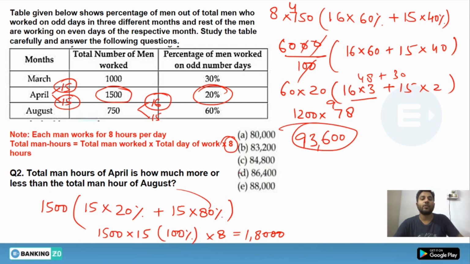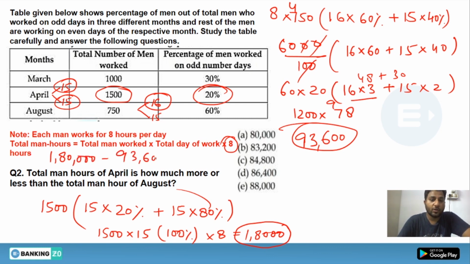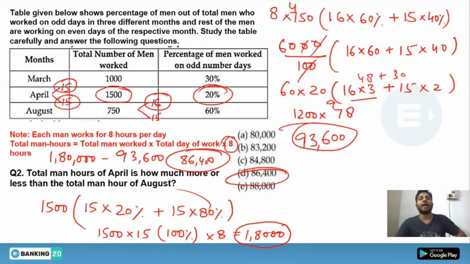So what you can do is, as you can clearly see that 1,80,000 is way more than 93,600. So you will do a difference. You will take the difference because it is necessary to give the answer. How can you solve this? As you can see that you will be left with 86,400, which would be a clear answer. So your option D has to be clear.